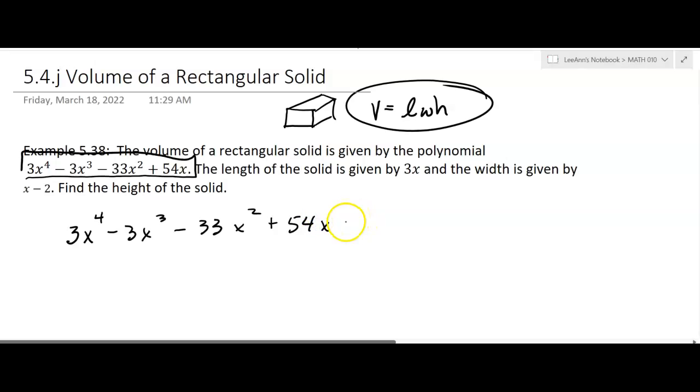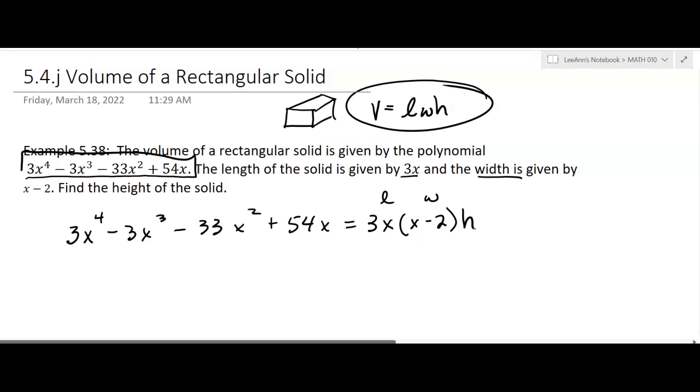And then I need to know the length, the width, and the height. It says the length of the solid is given by 3x. So there's the length. And the width is given by x minus 2. So there's the width. So this is like the L and the W. Find the height of the solid. So we're supposed to find that h.